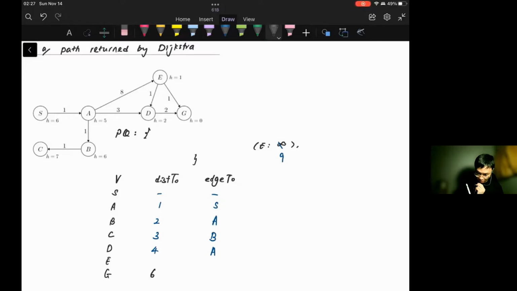And congratulations, we have already reached the goal. That means that we are done traversing the graph. So we can use a table to help us backtrack our path. From G, it goes back to D, from D it goes back to A, from A it goes back to S. So our full Dijkstra path will be S, A, D, G.